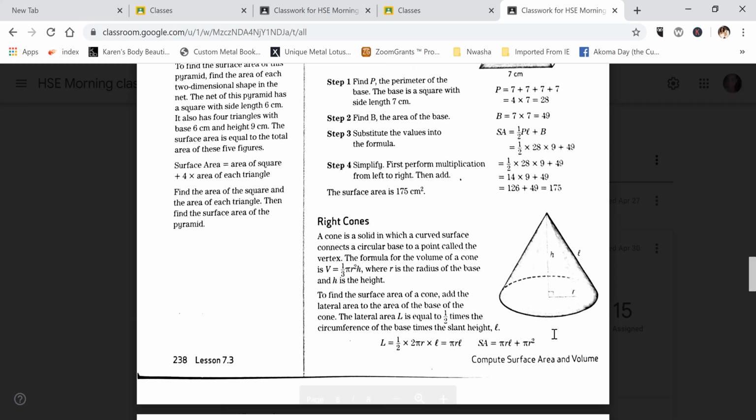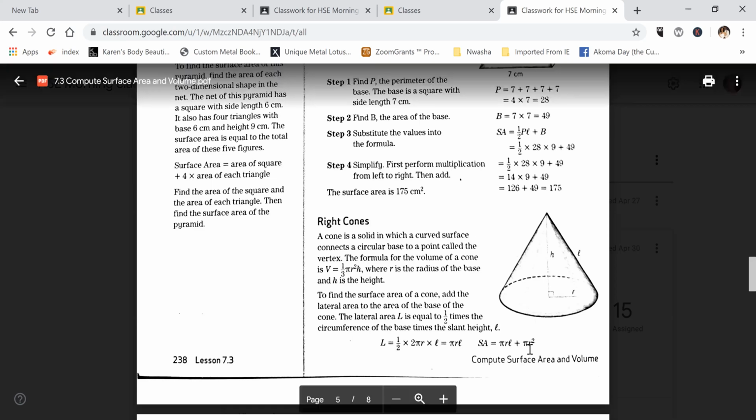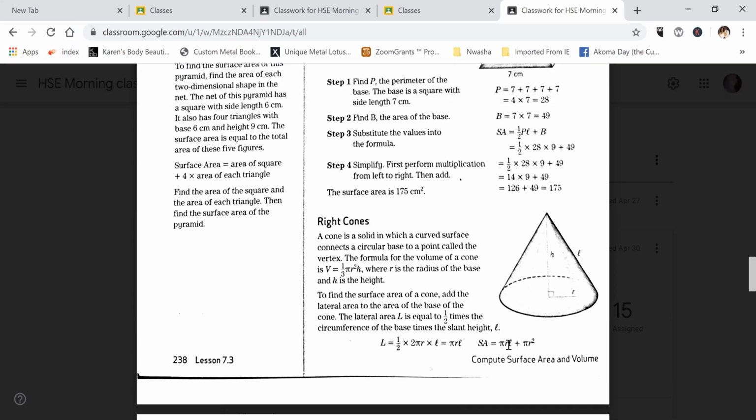So they're labeling it that you're going to do the lateral area, and then you're going to do the base, which is a circle. So the pi r squared is the circle. The pi r times the slant is coming from them doing this lateral area formula. So here, the capital L is the lateral area. The capital S, capital A is surface area. So what you're going to do is say pi times the radius times the slant plus pi times the radius squared.